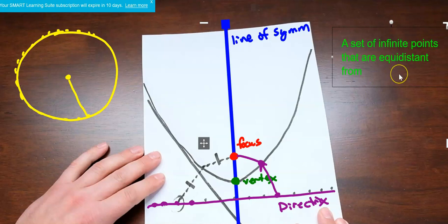So here in green we're given our definition for the parabola. We've got a set of infinite points that are equidistant from, it's not going to be just one point because that would give us just a circle again, but it is from one point, a focus, and a line called a directrix. So we'll say that a parabola is a set of infinite points that are equal distance from a point, and we'll call that point the focus, and a line called the directrix.